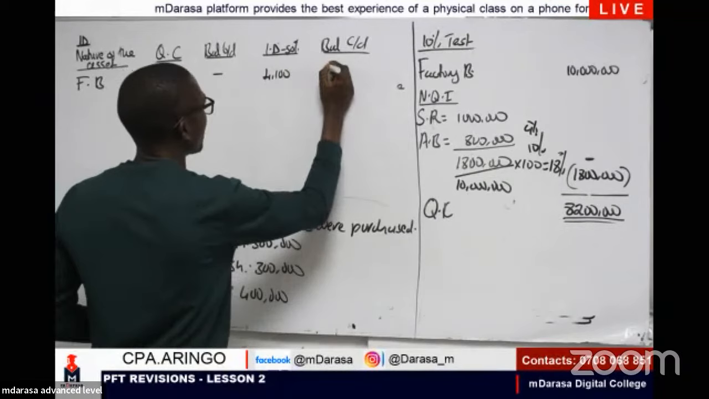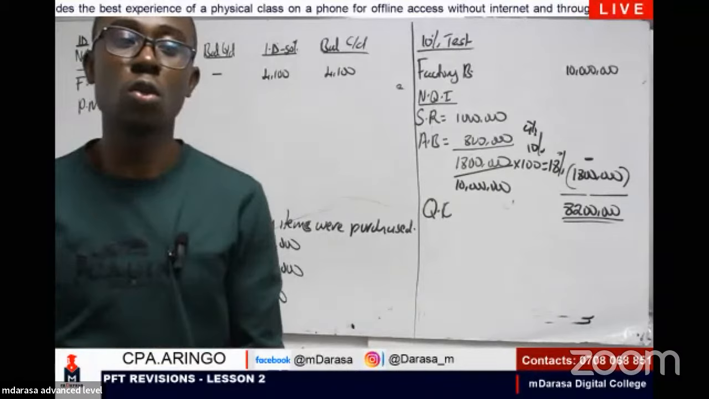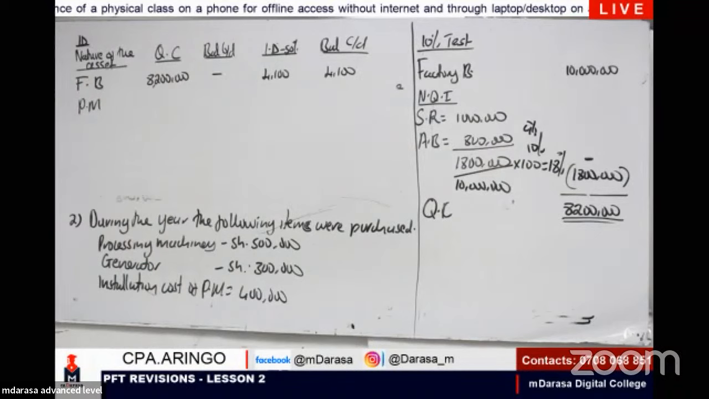That is to say, my balance carried down will be what? 4.1. Proceed to another item here. I'm having processing machinery. I want a good student to tell me what will be the cost of processing machinery in this case. Smiggo, I need to ask Smiggo. Smiggo, what will be the cost of our processing machinery in this case?